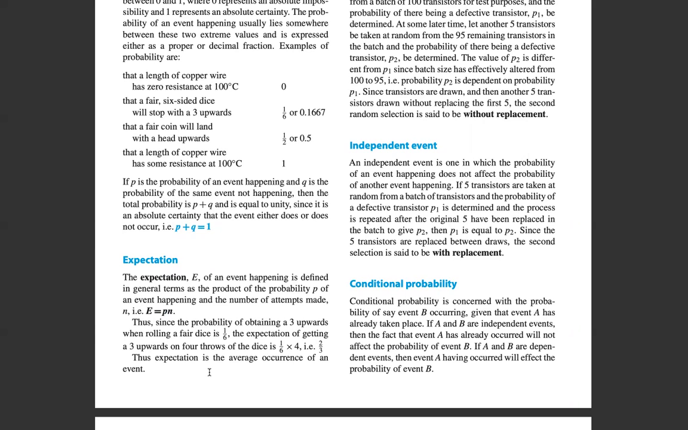So if you roll a die, singular is die, you have 6 faces on a die because it's a cube. So the probability of any one number, if it's a fair die, is 1 over 6. Fair meaning each score has the same chance of happening. It is not biased. What's the probability of obtaining a 3 and upwards? Meaning a 3, 4, 5, 6. That's 4 values there, right?